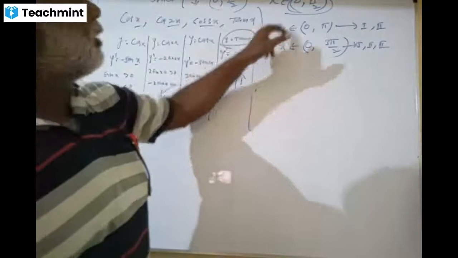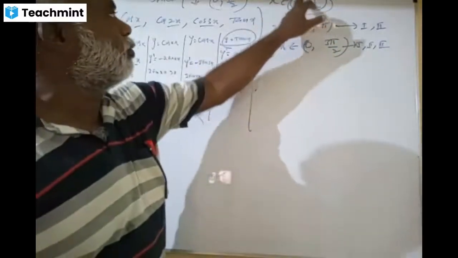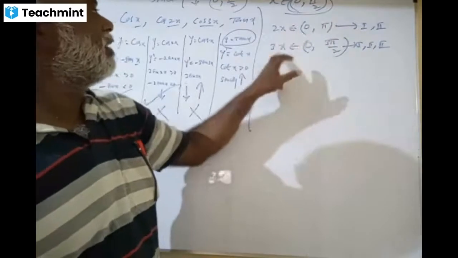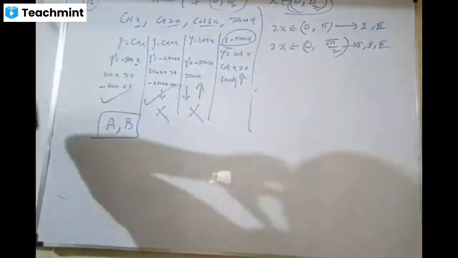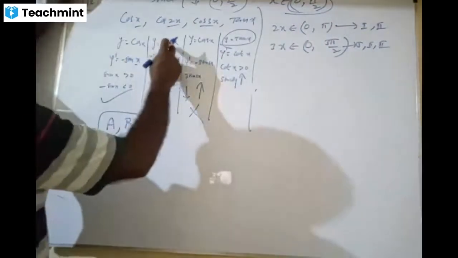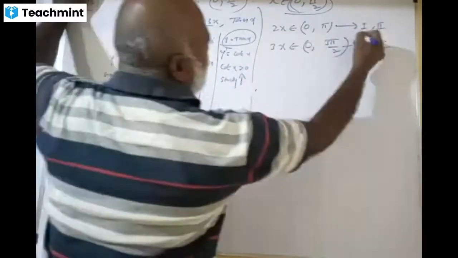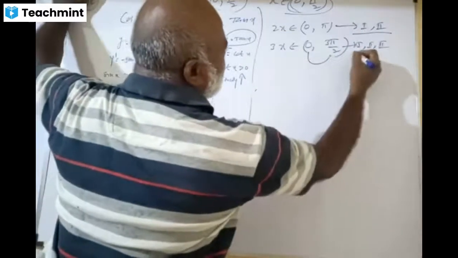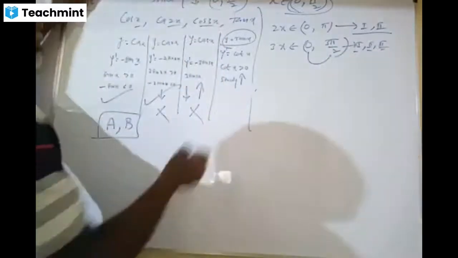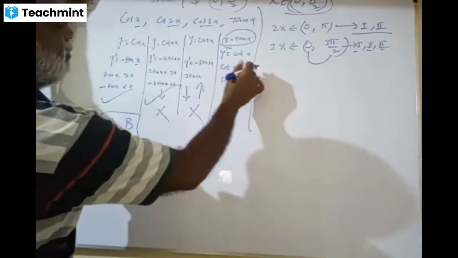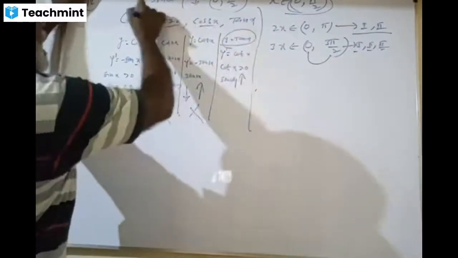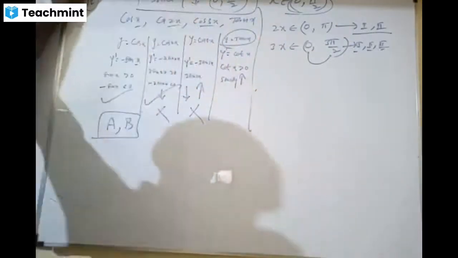For 2x, it should be a multiple of this one, right? 2 into 0, 2 into pi by 2. For 3x, 3 pi by 2. So like that, for 2x it's the first and second quadrant. For 3x, 0 to 3 pi by 2 means first, second, third. So this is outright the increasing function. Cot x is positive in the first quadrant, so strictly increasing. Sorry, strictly decreasing. I'm sorry.